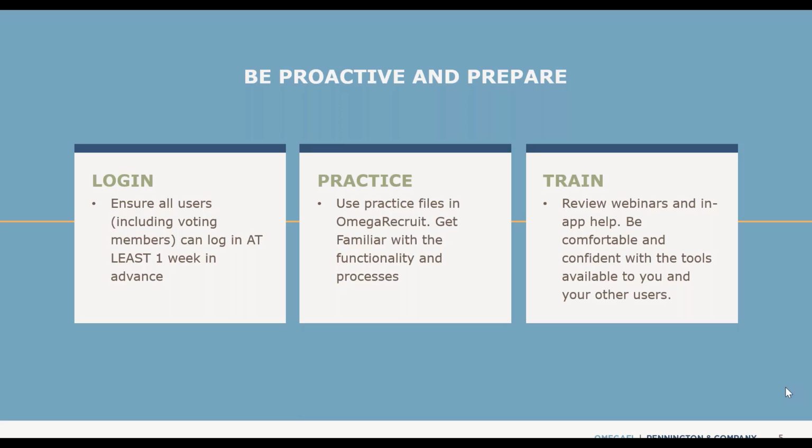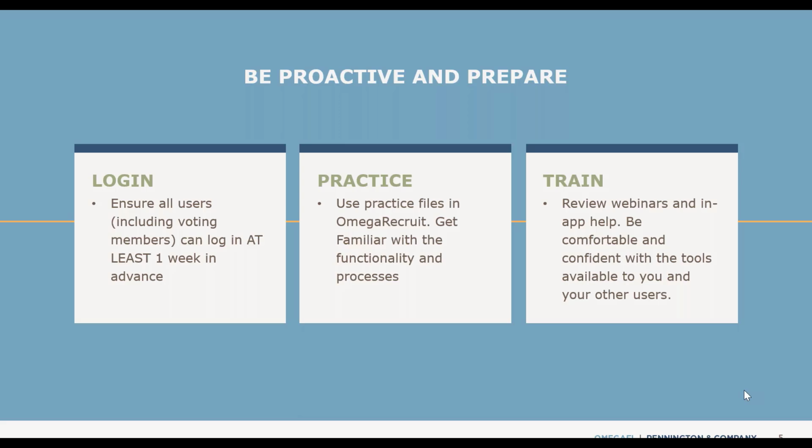And then we say to practice. We have practice files that you can use in OmegaRecruit to get familiar with the system and have your members vote. You can do that with COB practice as well, going in and kind of figuring out the tools and functionality. And then for admins training, reviewing any of our in-app help articles in our knowledge base to get comfortable with the system. That way you'll be ready when it comes time to actually vote.